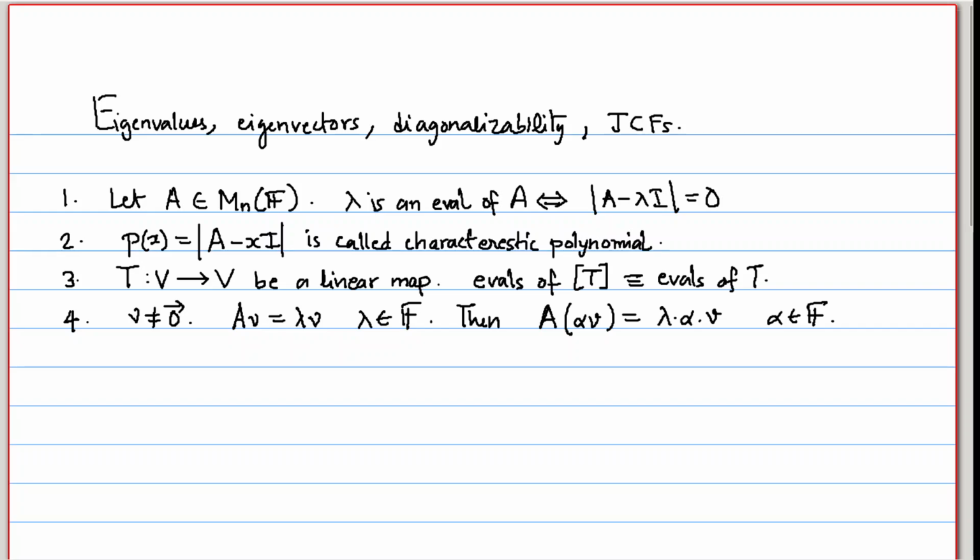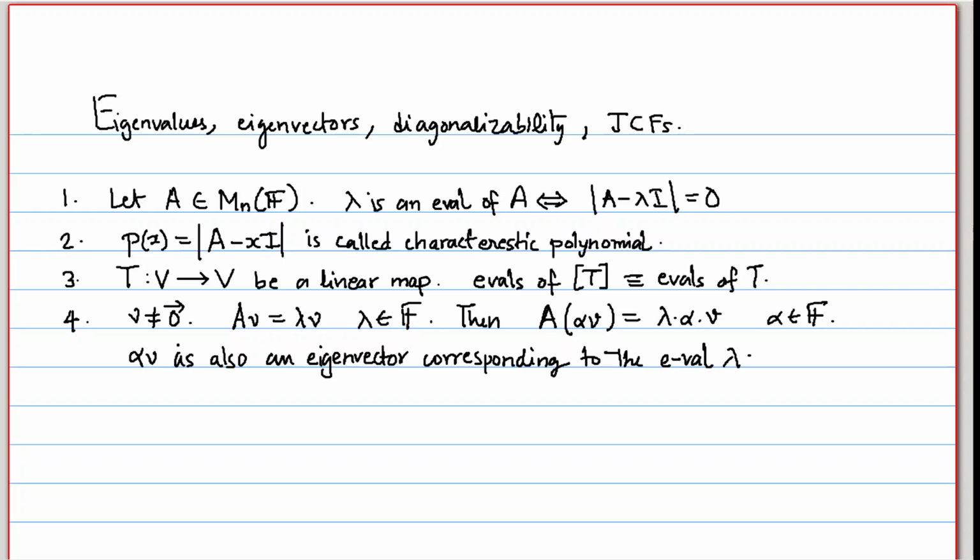This means that alpha v is also an eigenvector corresponding to the eigenvalue lambda. Okay, that is what it means. So whenever you have an eigenvector, a scalar multiple of that is also an eigenvector.